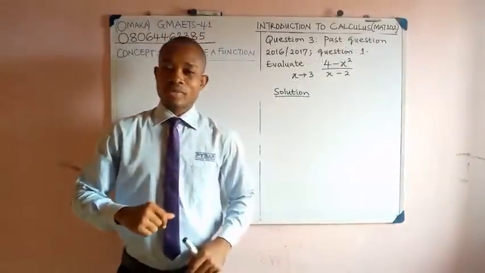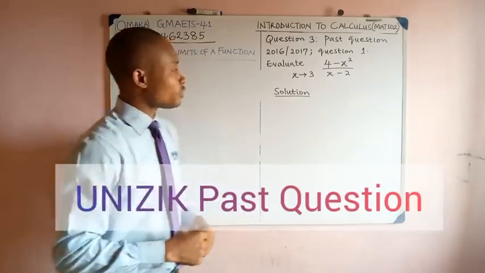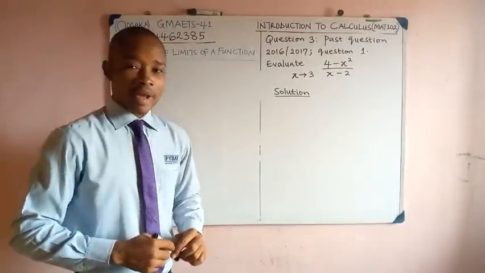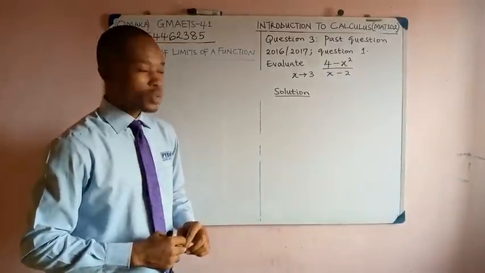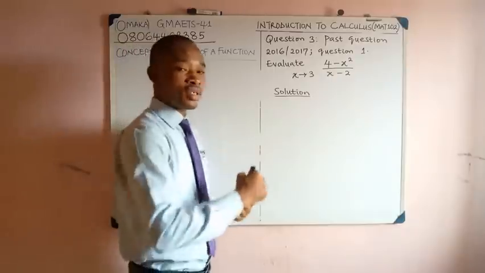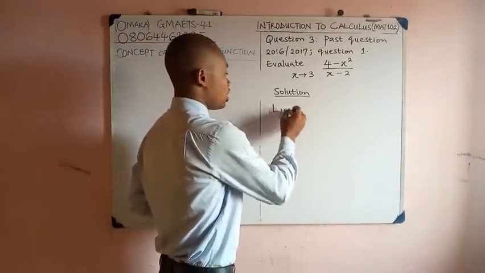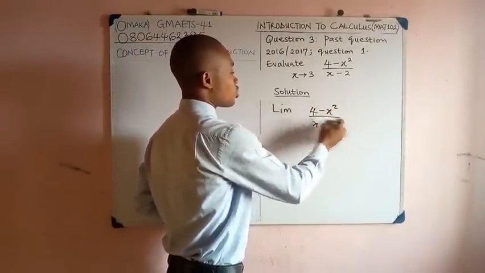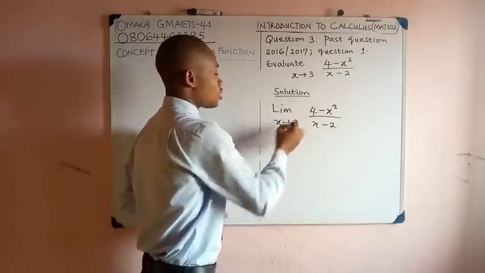Now we have question number 3 on the board. It's a past question of 2016-2017. We are to evaluate 4 minus x squared over x minus 2 as x approaches 3. So it's a limit problem: 4 minus x squared over x minus 2 as x tends towards 3.